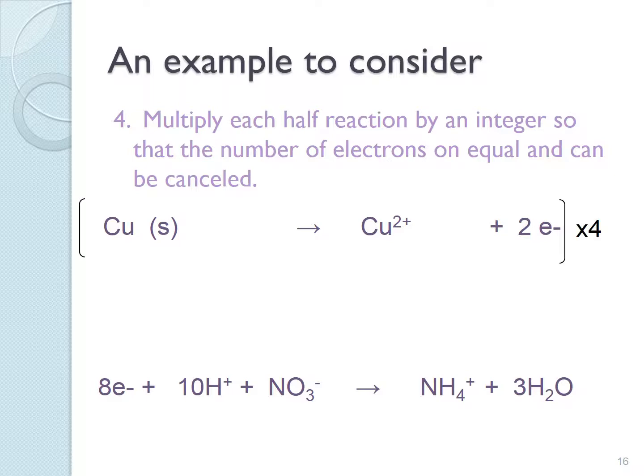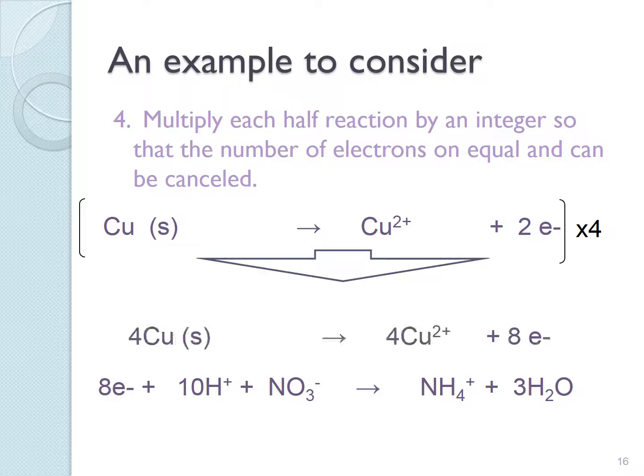All right, so to multiply by 4, we have to multiply the whole equation by 4. So that means we have 4 copper solid gives us 4 copper ions plus 8 electrons. So 8 electrons have been given off if 4 coppers are oxidized. The second one already has 8, so we don't have to change it. Often you only have to change one or the other. Sometimes you'll have to find the least common multiple and multiply them both by some factor. But you always want the same number.